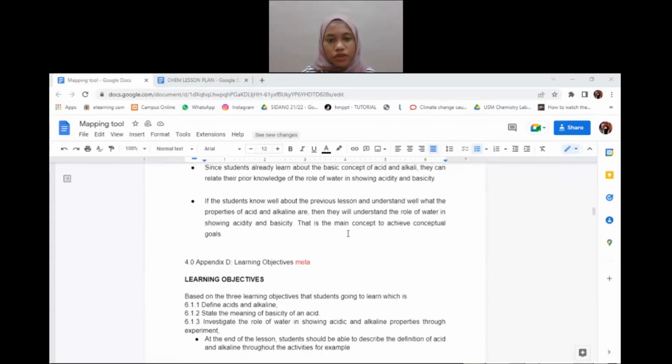Next, if the students know well about the previous lesson and understand well what the properties of acid and alkaline are, then they will understand the role of water in showing acidity and basicity. This is the main concept to achieve the conceptual goal.